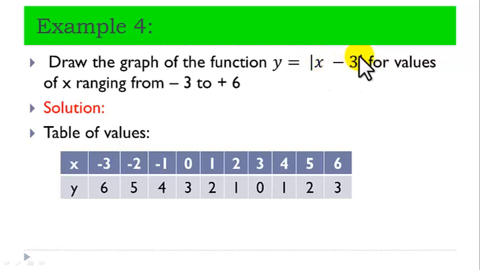Please, absolute value ignores the negative sign. Whether the sign is negative or positive, absolute value makes it positive. When x is -2, what you have here will be -2 minus 3, which is -5, and the absolute value of -5 is +5. When x is -1, y is the absolute value of -1 minus 3, that's the absolute value of -4, and that is +4. When x is 0, y is equal to the absolute value of 0 minus 3, which is -3, and the absolute value of -3 is 3, and so on.